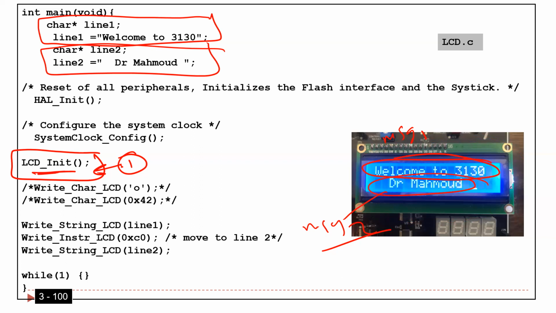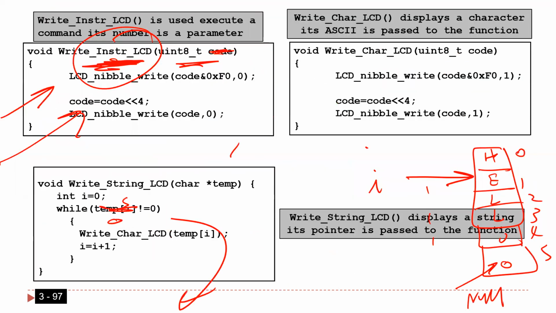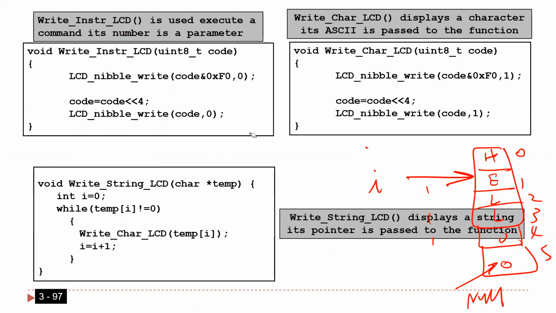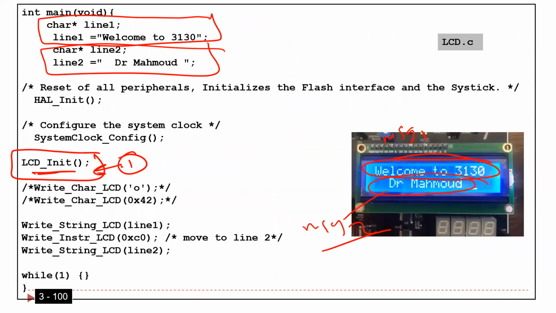Is that okay? Why did I do it this way? Because, as I told you, this is one of the ways, if you have an array, to pass the array to a function. So I can pass a pointer to this array. Anyway, that's what I did. So here, as you see, guys, I'm going to say line 1 equals Welcome to 3130. Is that okay?